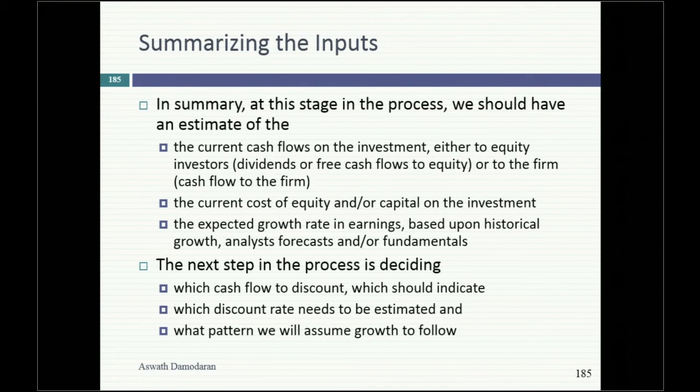So at this stage in the process, we have cash flows, we have a discount rate, we have a growth rate. You have to decide what cash flow you want to discount. What are your choices? You can discount dividends. You can discount free cash flow to equity. You can discount free cash flow to the firm.